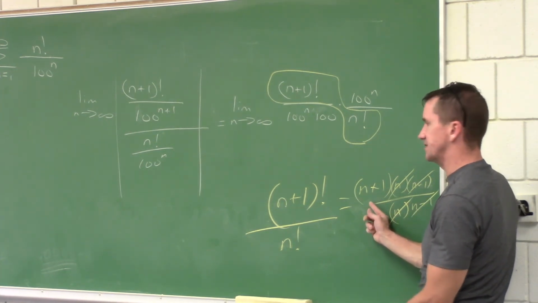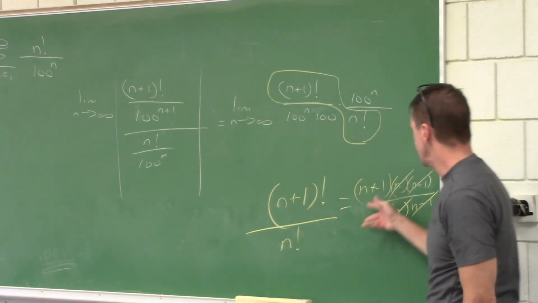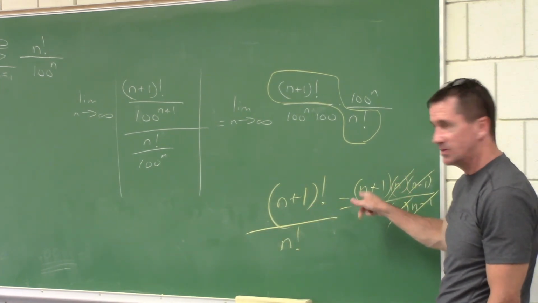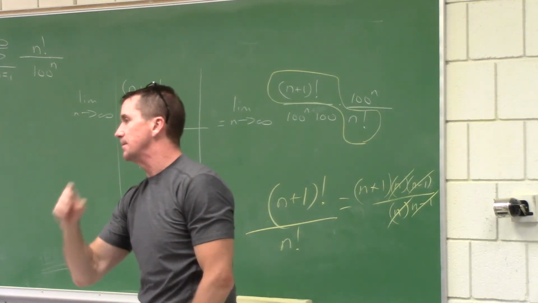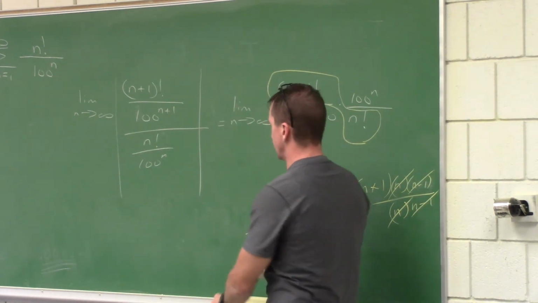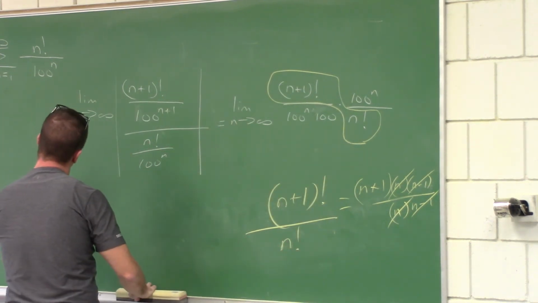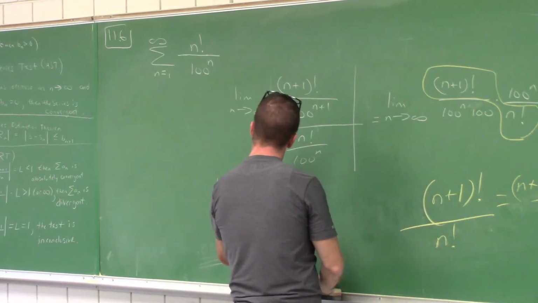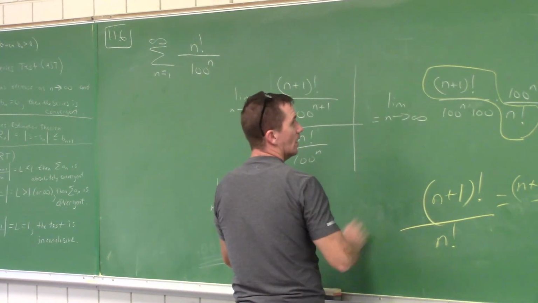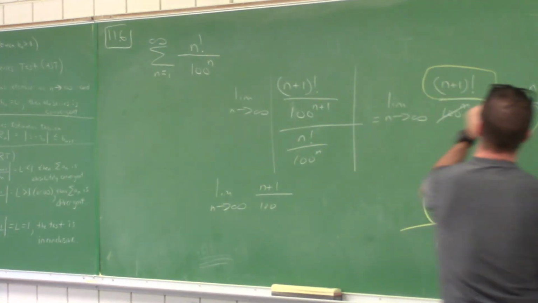By the way, some of you write this as n plus 1 times n factorial and let the n factorials cancel, right? But you see what we're saying? This is just n plus 1, that portion right there. If you've got a factorial over a factorial, you can always simplify. So let me rewrite all this. Keep it nice and neat. I now have the limit as n approaches infinity of n plus 1 all over 100, because this cancels.